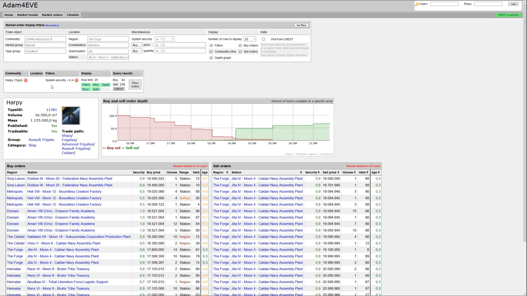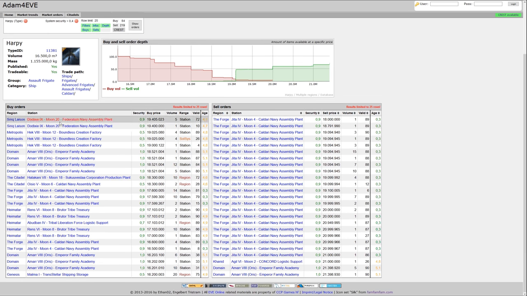If you want to refresh this, you need to select a region. This is currently global or galactic, so to speak. So you see the orders in all regions, and you see also that Jita is being refreshed every hour automatically. The other regions aren't, therefore the yellow age.